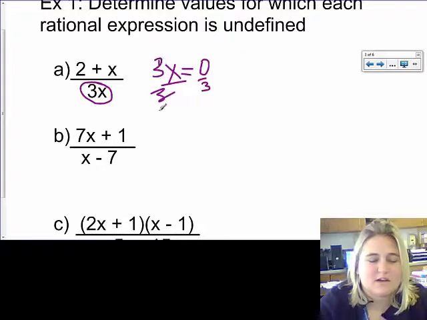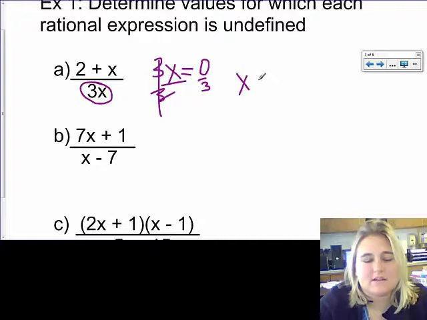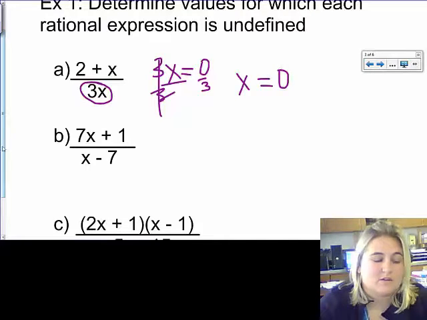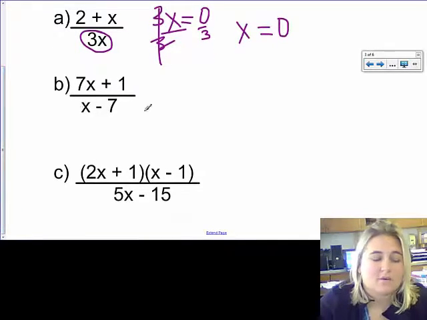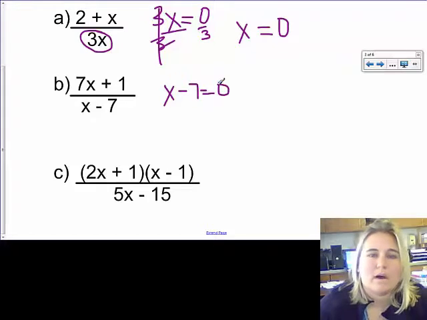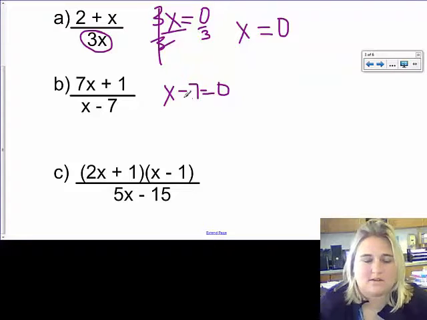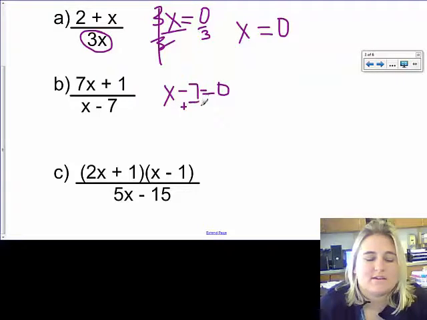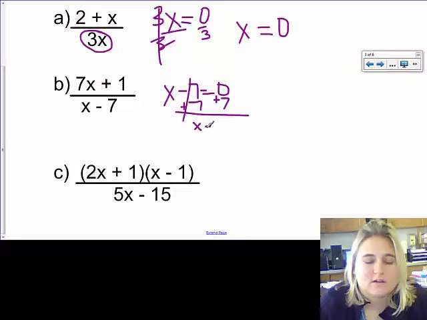Divide by 3 on both sides, and that means that the expression is undefined where x is equal to 0. Now we can do the same thing on the next one. I want to set this denominator equal to 0 because that's where it's undefined. So I have that x minus 7 is equal to 0. But I don't want to know the whole denominator is equal to 0. I want to know where it's going to be undefined, which is where x is going to cause the denominator to be 0. So I'm going to add 7 to both sides of that equal sign. And that leaves me with x is equal to 7.